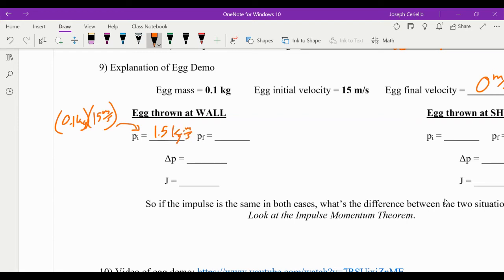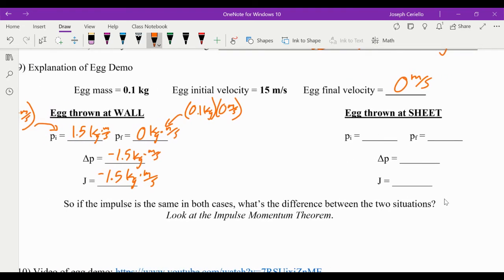What's the final? Well, you could say it's zero right away, but let's do the math. 0.1 kilograms times 0 meters per second. And I think that comes out to be 0 kilograms times meters per second. The final momentum is zero. So what's the change in momentum? Change is always final minus initial. So it's actually negative 1.5 kilograms times meters per second. Therefore, the impulse is also negative 1.5 kilograms times meters per second.